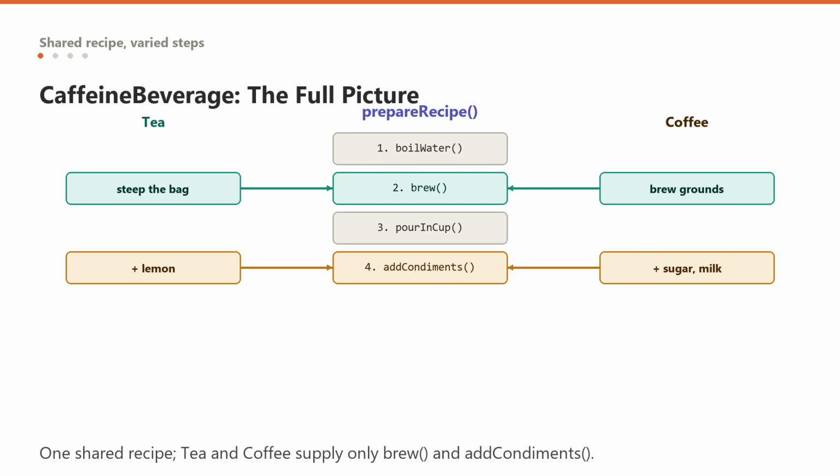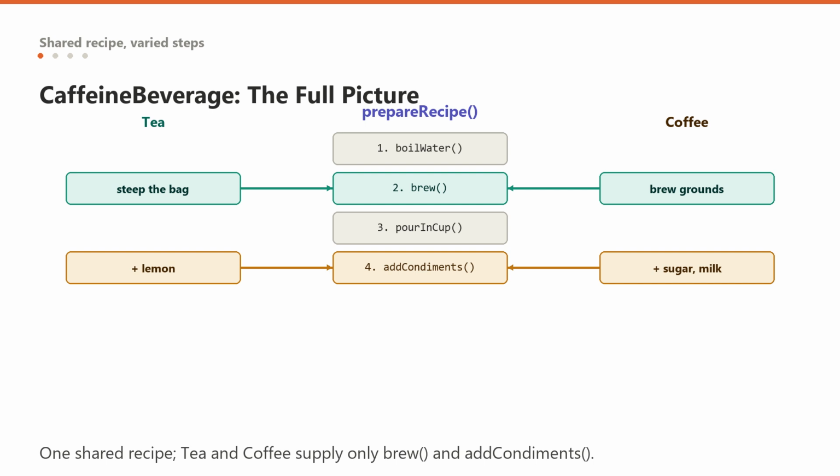Let's put it all together with the beverage. The base class, call it CaffeineBeverage, has the template method, prepare recipe. It runs 4 steps in order: boil water, brew, pour in cup, and add condiments. Boil water and pour in cup are concrete, shared by all drinks. Brew and add condiments are abstract, the primitive operations.